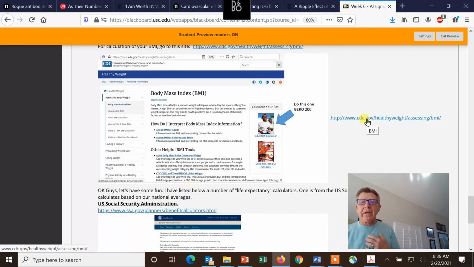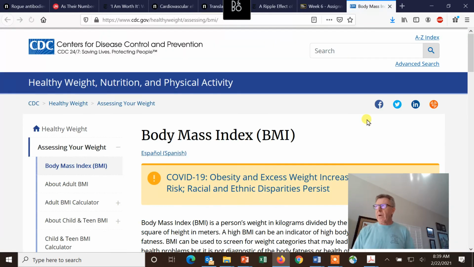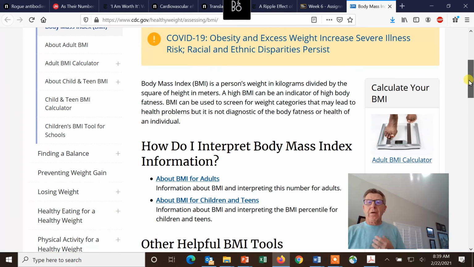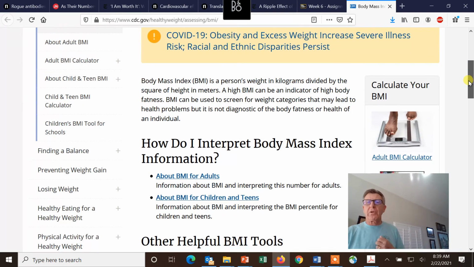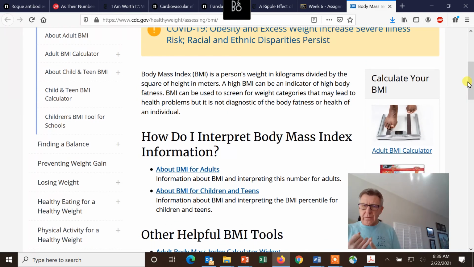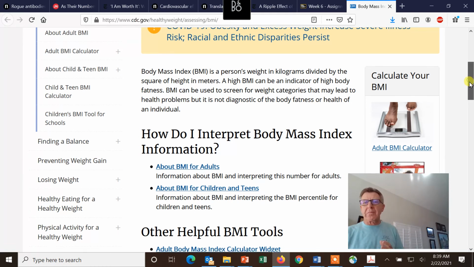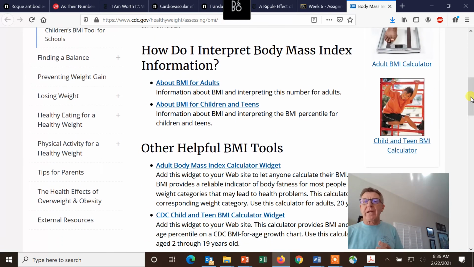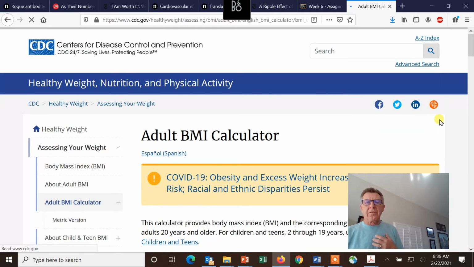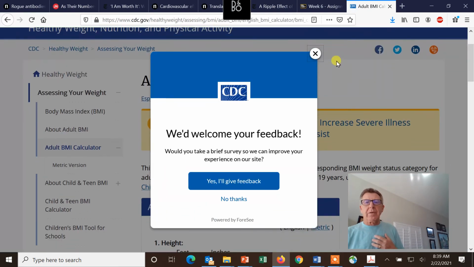So you basically go in here. Now, there's a disclaimer. This is the most rudimentary, gross way of looking at somebody in terms of their risk for disease, okay? Are you obese? If you're an athlete, if you have large bones and large muscles, you're going to have a high BMI. So there are other measures that can be taken. But the bottom line, you go in and you click right here.